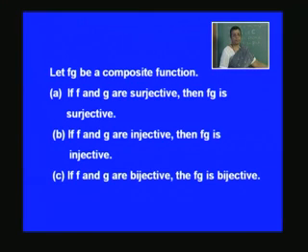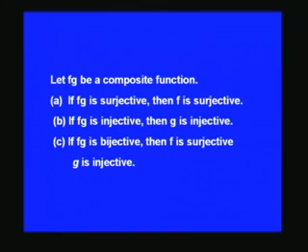If f and g are bijective, then f and g are surjective, so f g will be surjective. F and g are injective, so f g will be injective. Because f g is surjective and injective, it will be bijective. So, the third part follows from the first two parts.